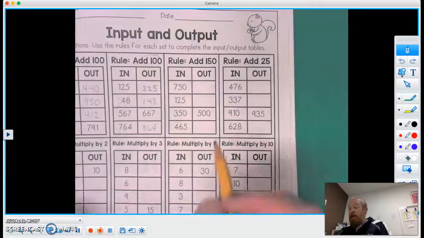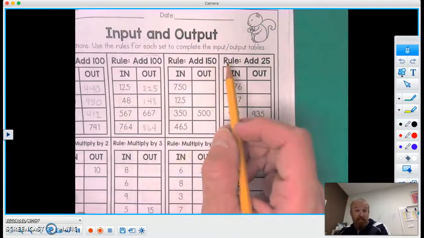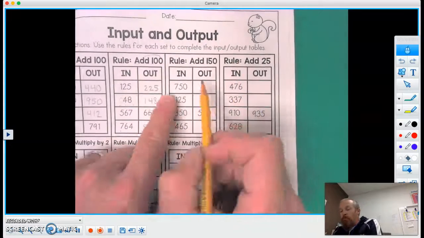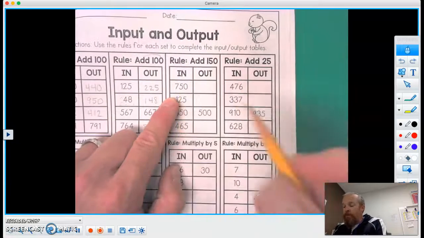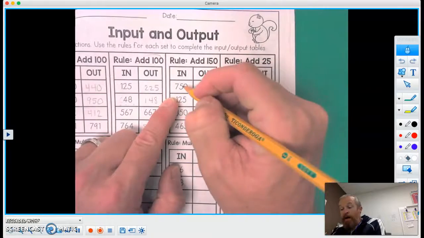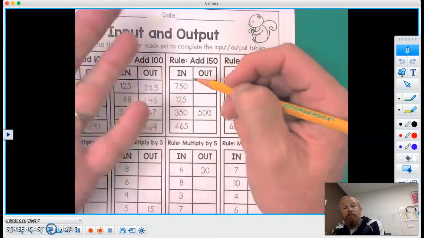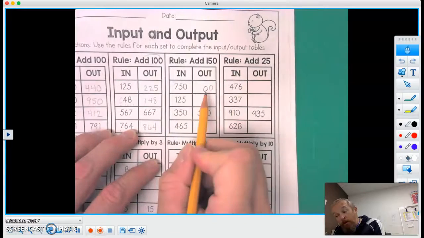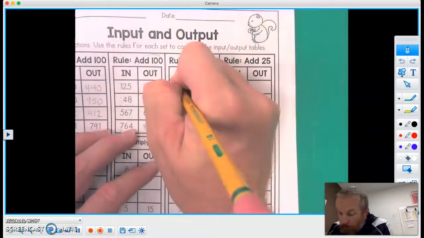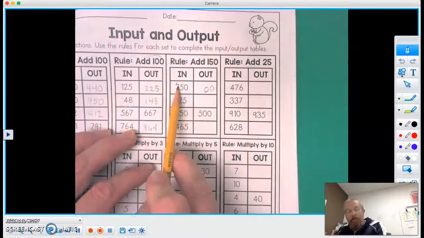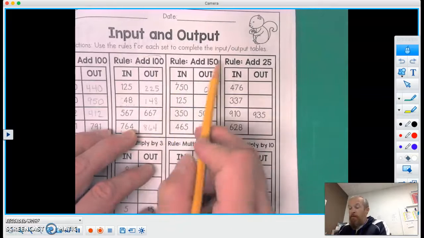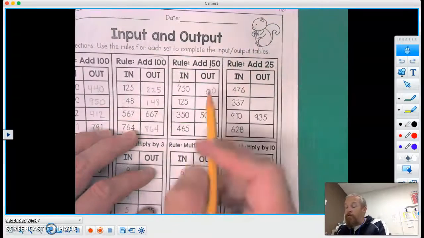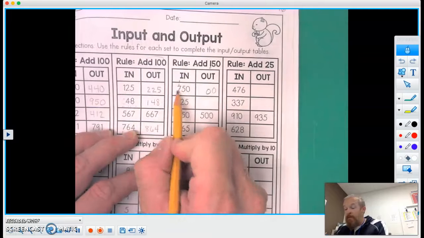This one says add 150. Ooh, tricky. So, what is 5 plus 5? Let me get my ones column. 5 plus 5 is 10. But I'm only going to put my 0 down. I'm going to put my 1 here on top of my 100. And then I'm also going to put another 1 there because it says add 150. So 7 plus 1 plus 1, 7, 8, 9.